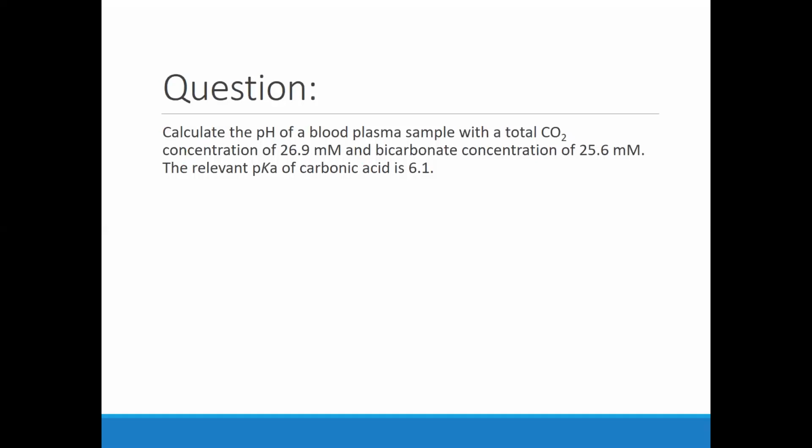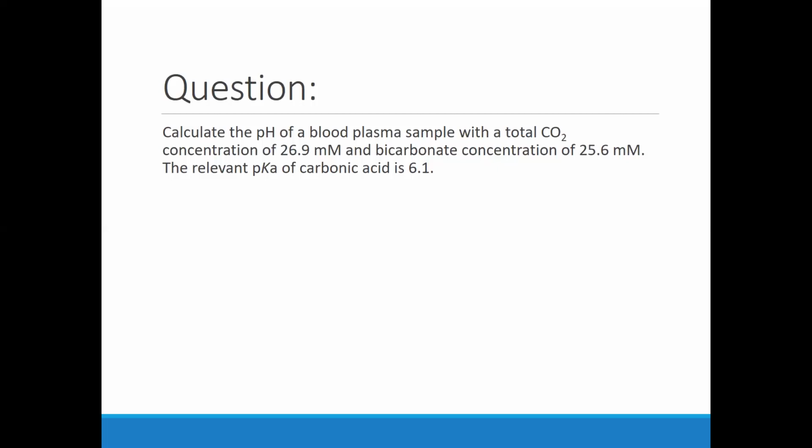So let's look at an example of, again, using the Henderson-Hasselbalch equation, but in relation to a blood plasma sample. Here, I want to try to calculate the pH of some blood plasma sample, if we know the total amount of CO2 concentration and the total amount of bicarbonate concentration. We also know the relevant pKa. So for blood, again, this is important to know this distinction.